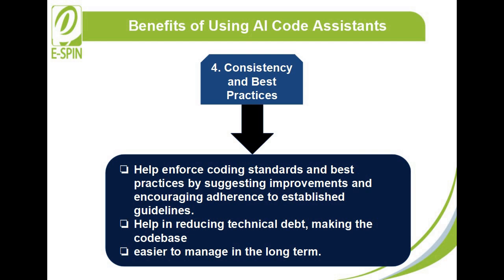Consistent code is easier to review, test, and extend, which is particularly important in collaborative environments. By promoting best practices, AI code assistants help in reducing technical debt, making the codebase more scalable and easier to manage in the long term.